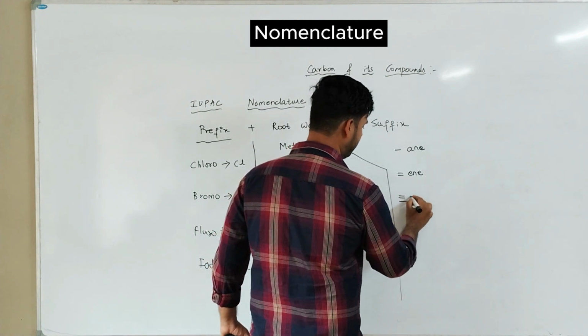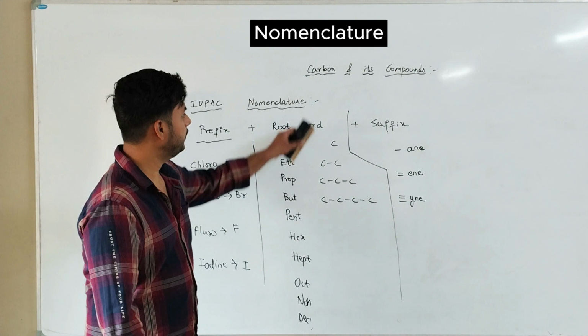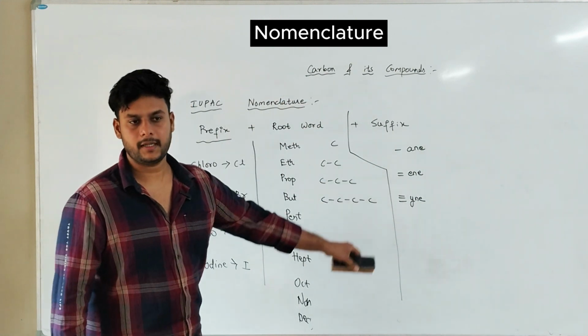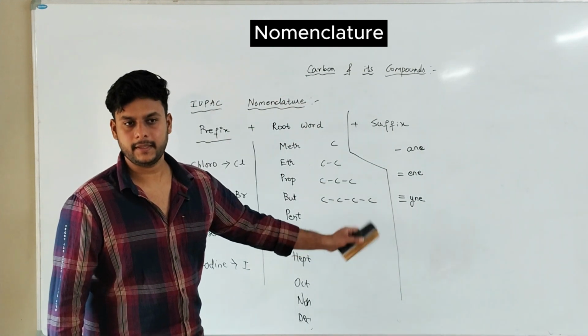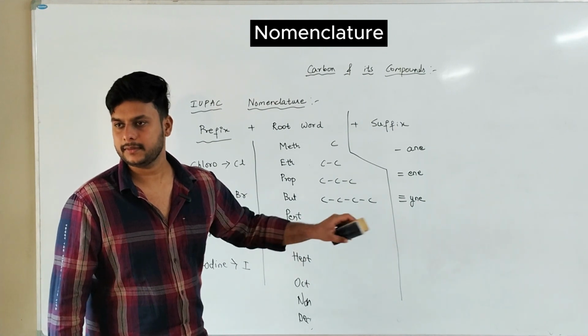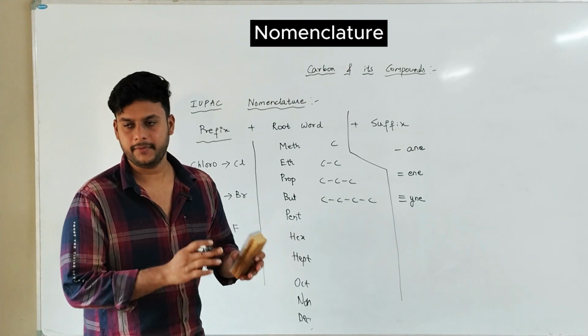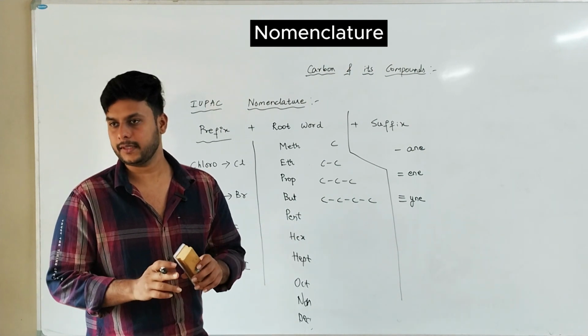If you spot a triple bond, it's called yne. Since we are learning about carbon, it's all about carbon. Getting it or not? It's between carbon and carbon. If I spot a single bond between carbon and carbon, it's called ane. If I spot a double bond between carbon and carbon, it's called ene. If I spot a triple bond between carbon and carbon, it's called yne.